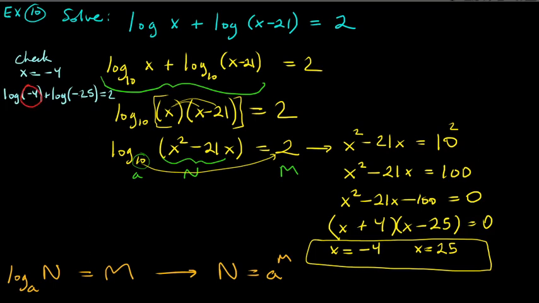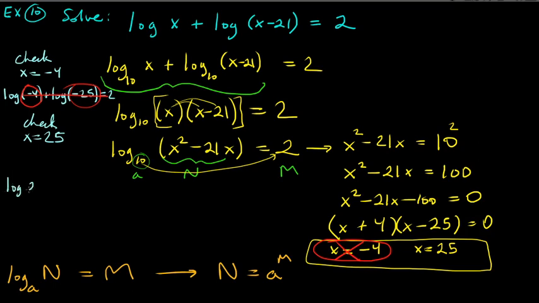The log of negative 4 and the log of negative 25 are undefined. So this doesn't work. Negative 4, as it turns out, is an extraneous solution. It's not really a solution, it's like a phantom solution. It's not really there. What about 25? Let's check that. 25 is positive, so you might think that has to work, but not necessarily. You really should check them both.